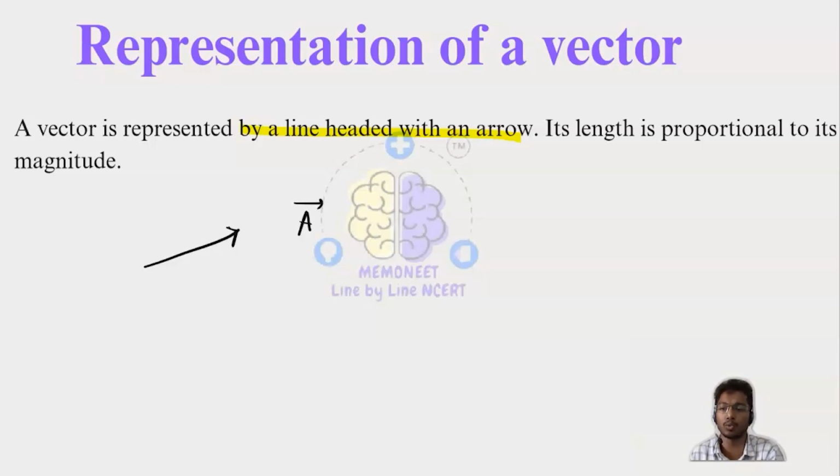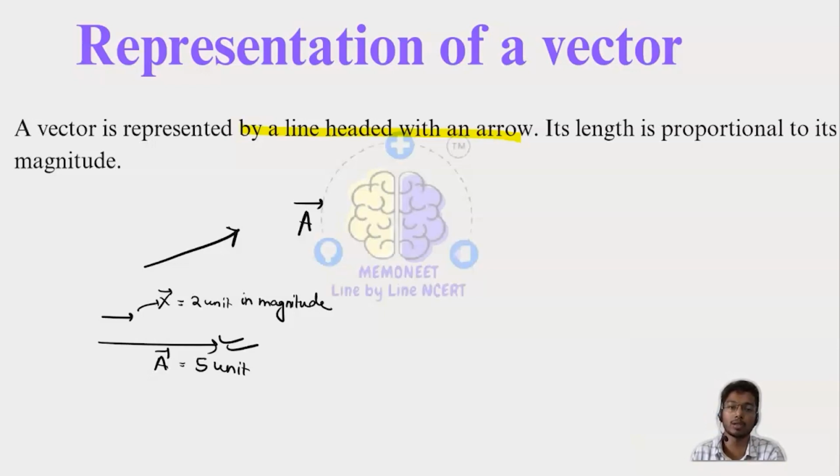If we take one vector that is 2 units, it is smaller than the vector we take that is 5 units. Let's say this is the x vector, and it is 2 units in magnitude. And this is another vector, and it is 5 units in magnitude. Which has the greater line? This will be the greater line, because length is proportional to magnitude. And a vector is represented like this: for x vector, we write x and place an arrow above it.